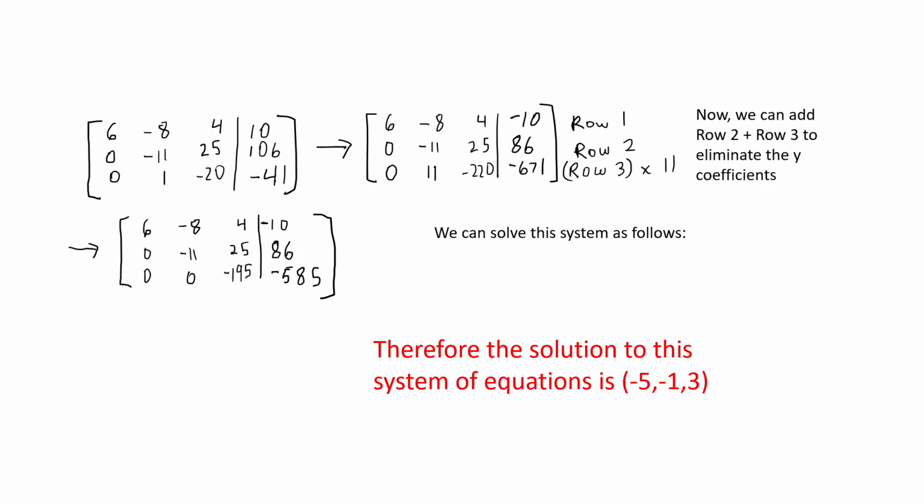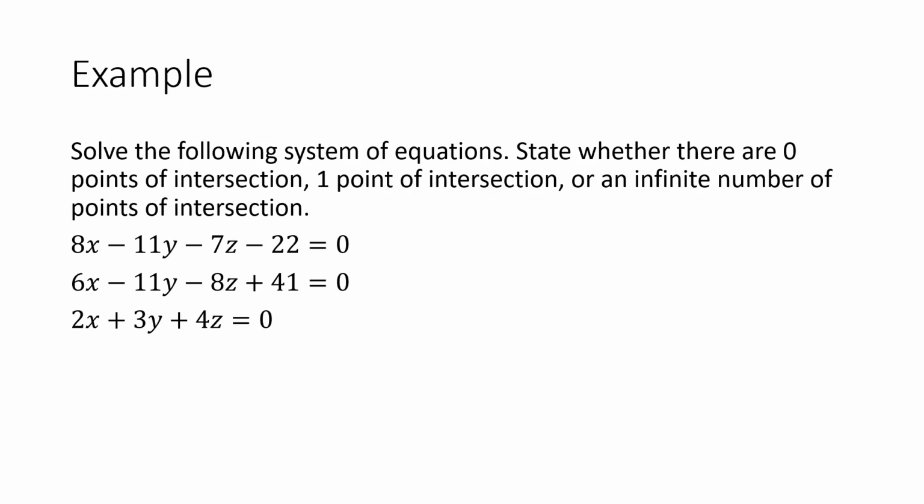So what's been happening this whole time is that when we were first given the system of equations, we were given the equations of three different planes, and those three different planes all intersected at one point, and specifically that point was negative 5, negative 1, 3. Now let's do one more question here.